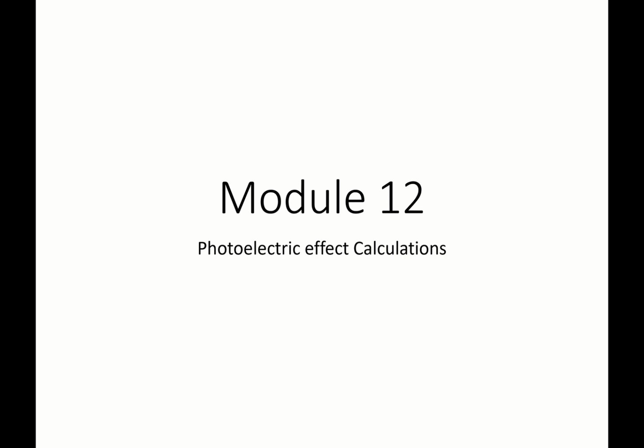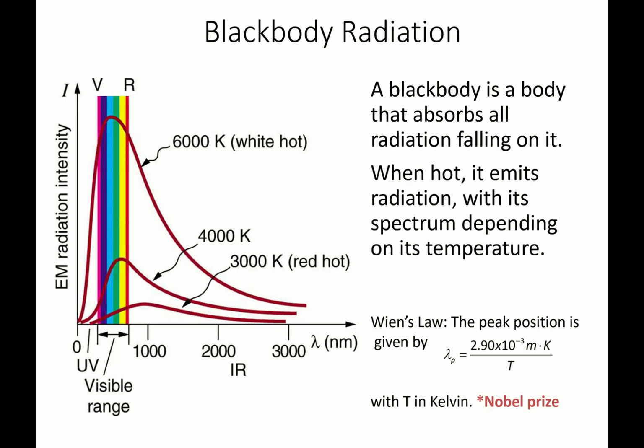So today we're going to start talking about quantum effect calculations. And the first thing we're going to talk about is black body radiation. So a black body is a body that absorbs all the radiation that's falling on it, and when it's hot, it also emits radiation, and the spectrum of wavelengths and frequencies that it emits depends on its temperature.